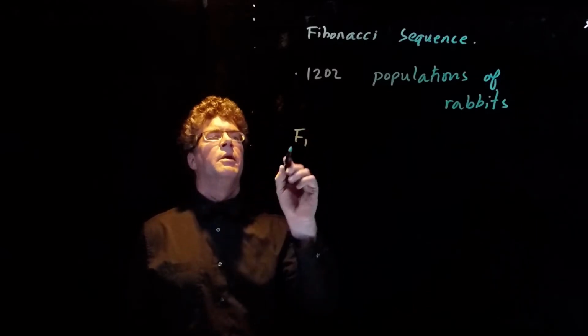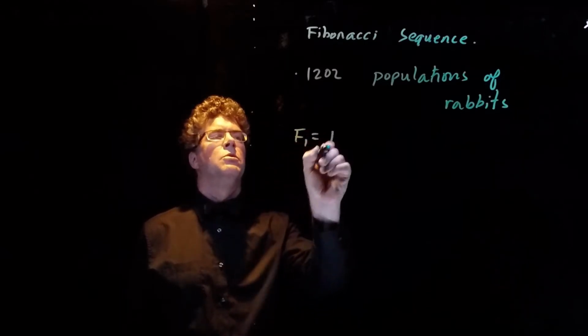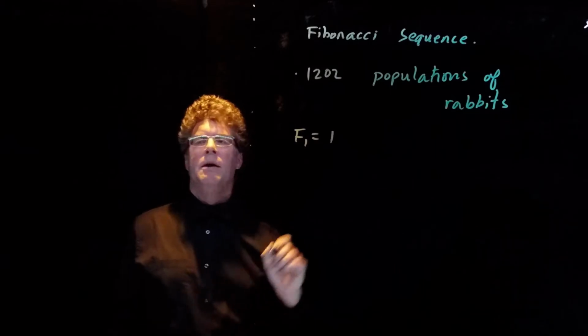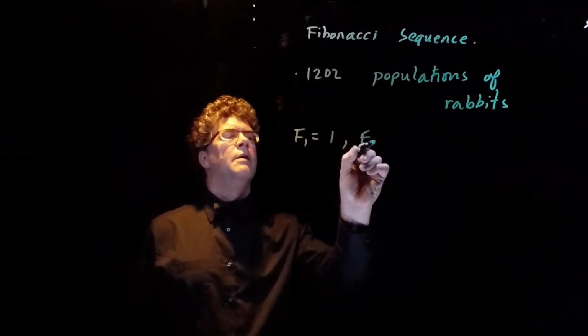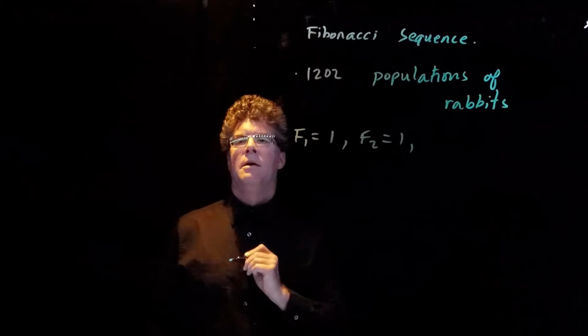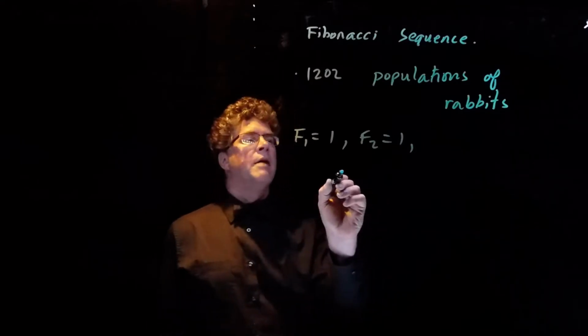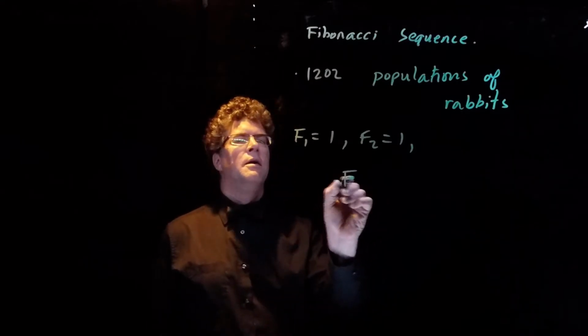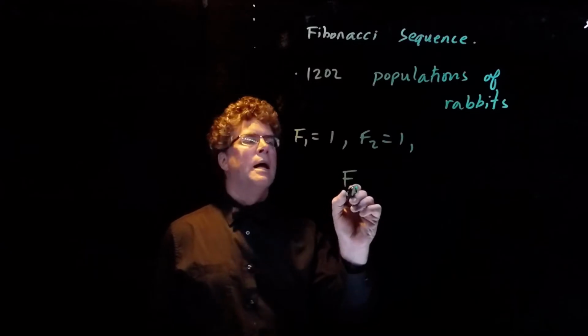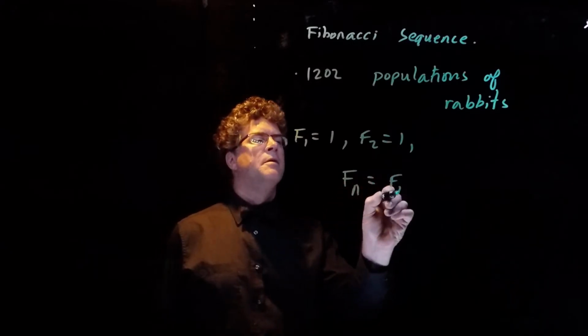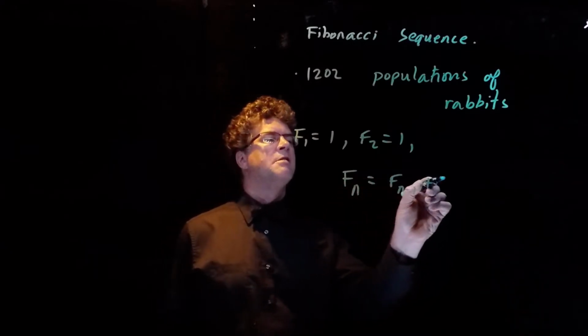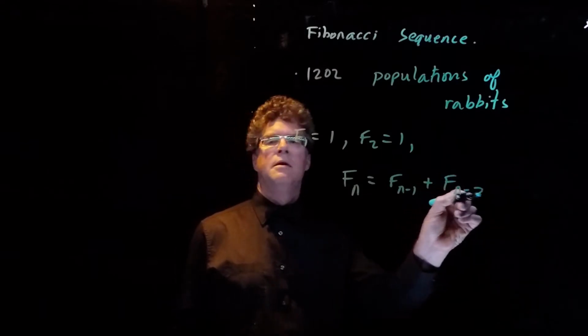F1, the number in the first week, is equal to 1. F2 is equal to 1. And then after the second week, Fn is equal to Fn minus 1 plus Fn minus 2.